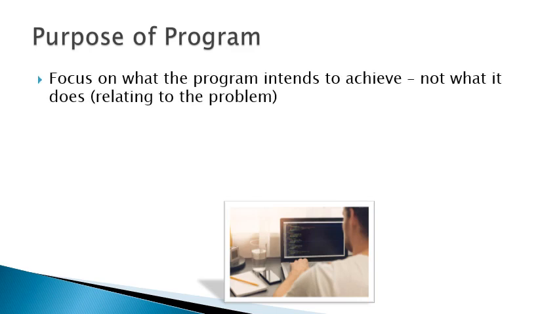Now the purpose of the program. Remember that chart where the arrows I wanted you to keep going over and over? So the problem is DUI-related fatalities. The DUI checkpoint is the program. The purpose of the program is to reduce the number of DUI-related fatalities. When you write this section of your paper, it should be one sentence, and it should focus on what the program intends to achieve, in this case, a reduction of DUI-related fatalities, not what it does.